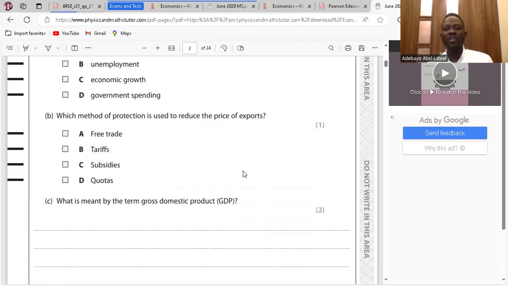Question B. Which method of protection is used to reduce the price of exports? It cannot be free trade, because free trade talks about removing trade restriction. Tariffs is a tax on importation, so it's not about export. Subsidies, yes, because subsidies will reduce the cost of production, making it cheaper to export goods and services. So the answer is C. Quotas are one of the methods of trade restriction, so it is not quota. The answer is C. Clear.